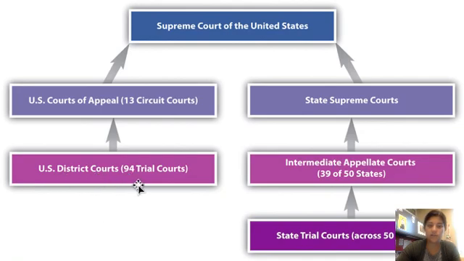So that's the initial level there for that trial case. And then there's only one appeals level at the federal level, only 13 circuit courts across the country. So you can see why we can't take quite as many federal cases. There just aren't as many courts. And then finally, if you were to appeal at the appeals level, you'd go up to the Supreme Court of the United States. So that just gives you a little bit of a visualization of those two court systems.